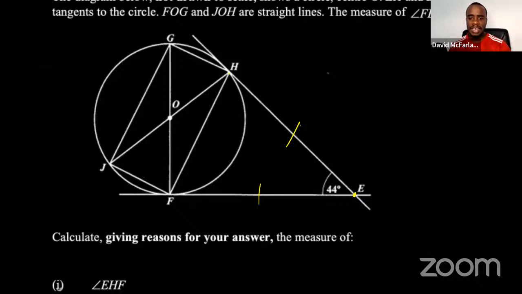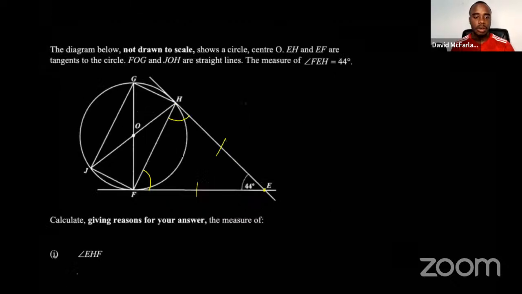This tangent here and this tangent here are meeting, going to the point E. So if EH and EF are the same length, because that's what the theorem says, that means this is an isosceles triangle where the angle here is going to be equal to the angle down here. So angles EHF and EFH are going to be equal, right?